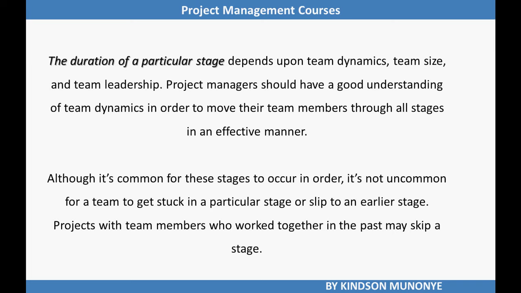Projects with team members who have worked together in the past may skip a stage. So what it means is that a team might get stuck in a stage for a long time. They might even revert to a stage. Maybe a team in the performing stage or norming stage can revert back to the storming stage. Let's say there is a change in the project manager. A new project manager comes with new ideas. This team goes back to the storming stage as they go back to discuss and challenge new ideas. Alright, so this is the Tuckman model. Take note of the 5 stages: the forming, the storming, the norming, the performing, and then finally the adjourning.